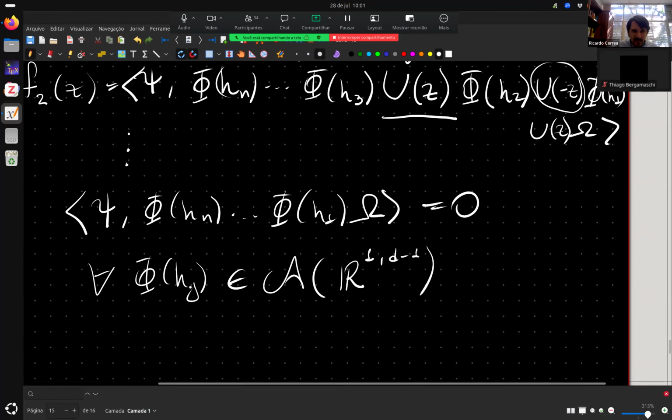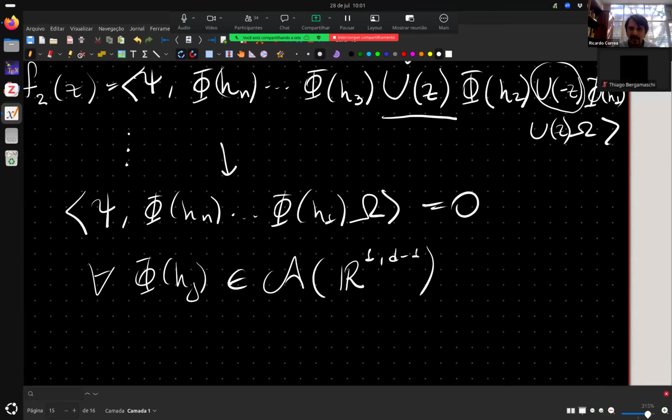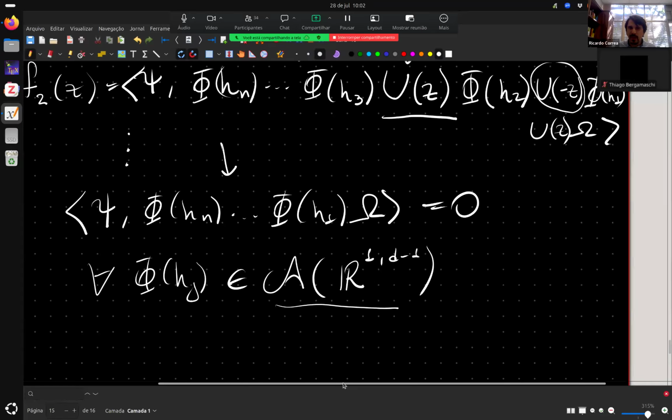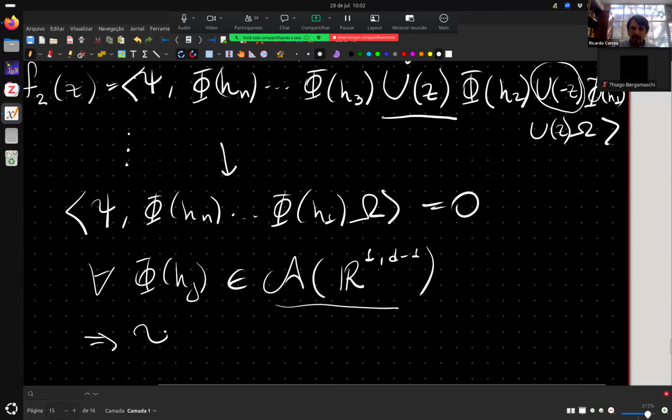Well, but now this set of vectors is dense, because of my assumption. I supposed that for this set, the vacuum was cyclic. Well, but then that implies that psi is zero.